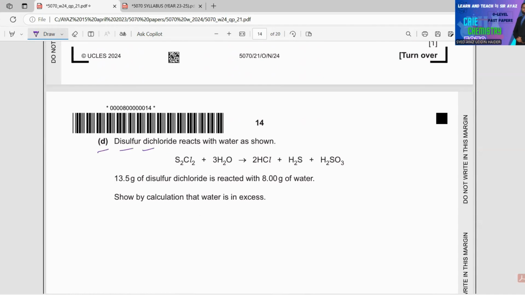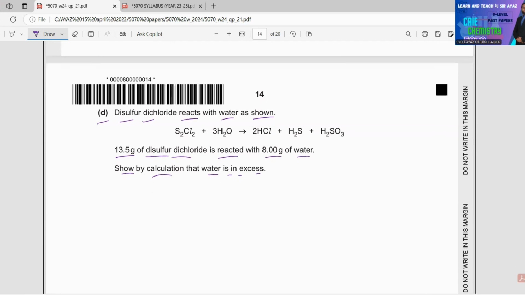D. Disulfur dichloride reacts with water as shown. S2Cl2 plus 3H2O gives 2HCl plus H2S plus H2SO3. 13.5 gram of disulfur dichloride is reacted with 8 gram of water. Show by calculation that water is in excess. Now, there are two ways. You can either use the mass given or convert this into moles. Convert these masses into moles. Now, I'm converting these masses into moles.